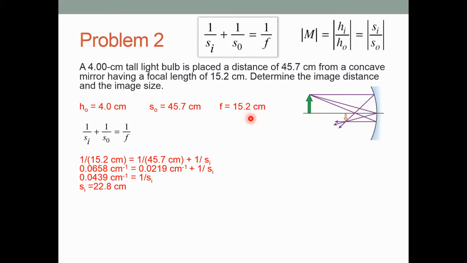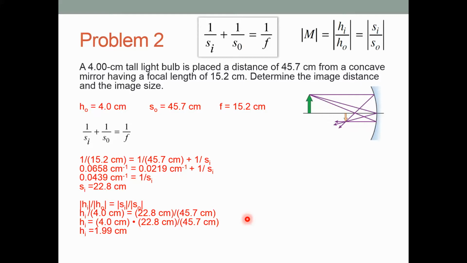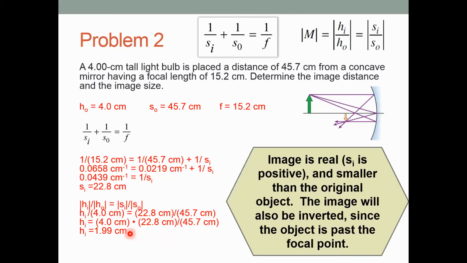Since our focal length is 15.2 centimeters, that means our image is past the focal length. Now we're going to find the image size. We're going to use the magnification equation, which says the height of the image over the height of the object equals the distance of the image over the distance of the object. And we're just using magnitudes. We plug in the values that we know, and we find that the height of the image is 1.99 centimeters. So since our object was 4 centimeters, our image is smaller than our object.